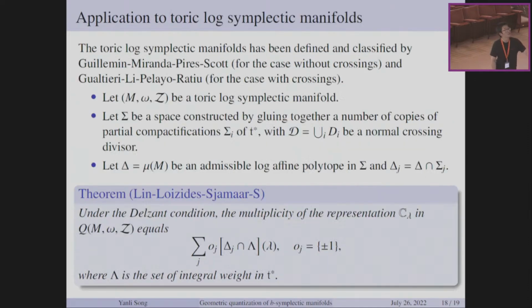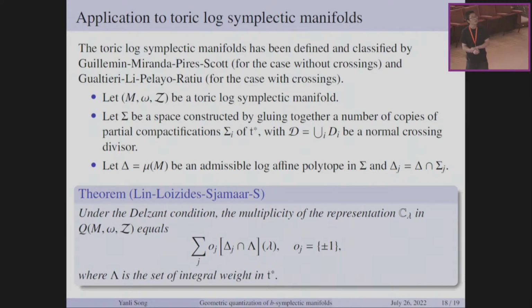So my last slide is one application to toric log symplectic manifolds. I'm not an expert on this, but one can say that toric log symplectic manifolds have been defined and classified by Gualtieri, Miranda, Pérez-Scott for the case without crossing, and Guillemin, Lee, Pelayo, Ratiu for the case with crossing. Okay, I hope I'm correct.